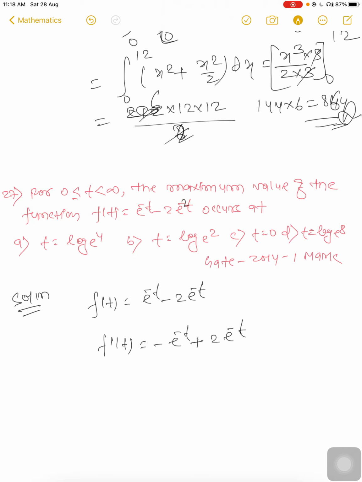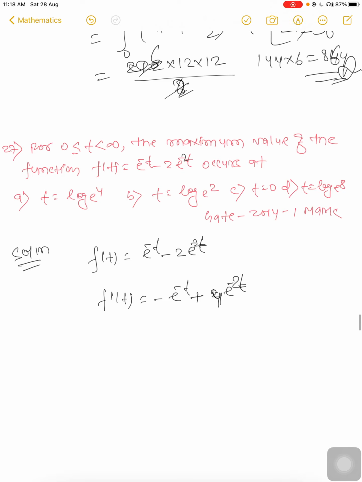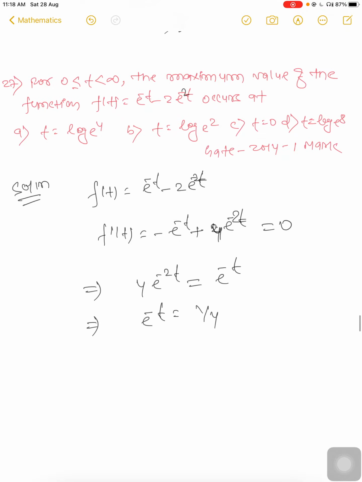Okay, I made a mistake. The term is also 2t, so here it will be 4 e to the minus 2t, is equal to 0. Then what will happen? You will get 4 e to the minus 2t is equal to e to the power minus t. Then e to the power minus t is equal to 1 by 4. So t is equal to log e to the power 4.